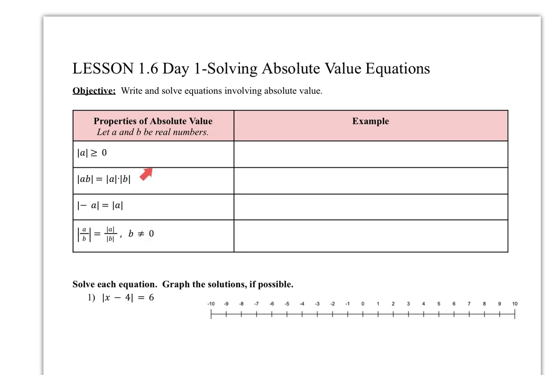And so we have some different properties of absolute value. And they say let A and B be real numbers, meaning any number on the number line. So it could be positive or negative. It could be a whole number or a decimal or a fraction. But it has to be on our number line somewhere. Okay? So this first one says absolute value of A is greater than or equal to 0.